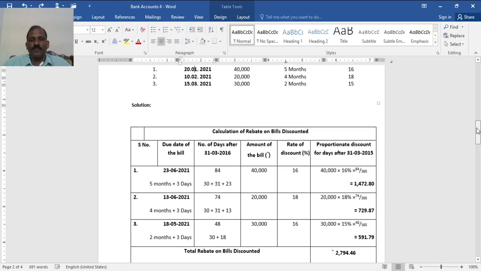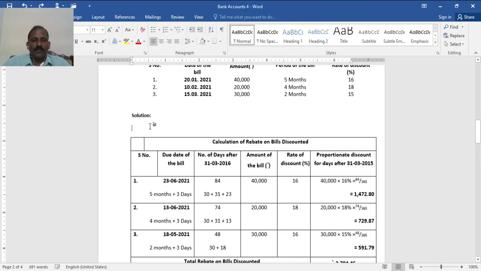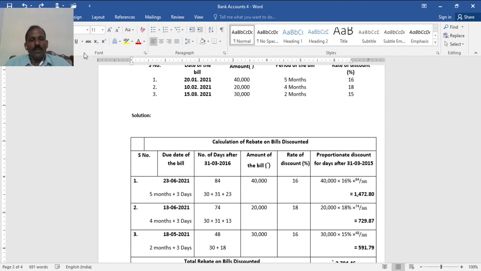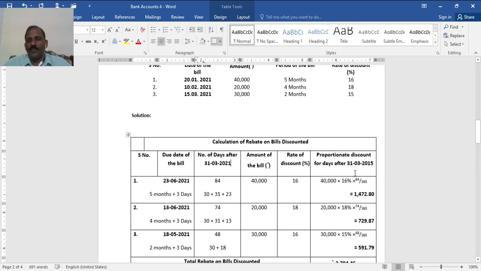See, serial number, due date, and the number of days after 31st March 2021. Proportionate discount for the days after 31st March 2021.